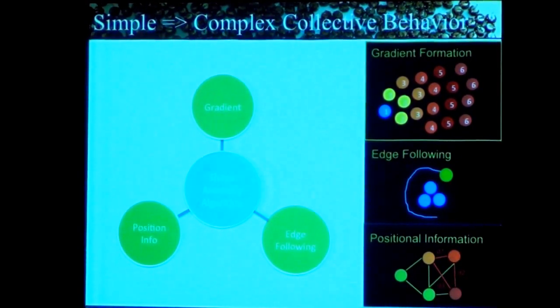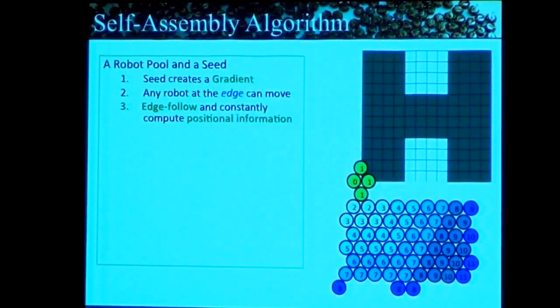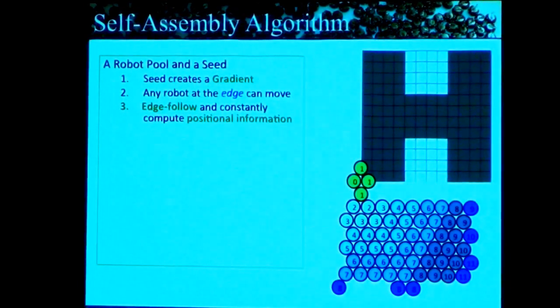And positional information is an idea that's been used a lot in sensor networks and other contexts, which is that if we can measure distances from each other and we can form triangles, we can start to figure out where we are relative to each other. In this way, a whole system can form a coordinate system in a distributed way. All of these are reasonably well understood behaviors that we compose. This is how our current algorithm looks, and I want to say it's just one way of doing self-assembly.